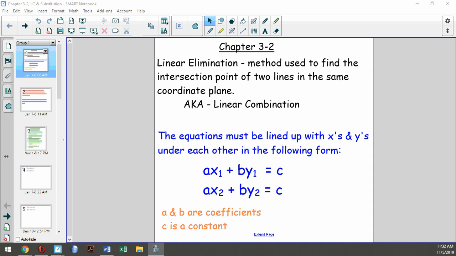Equations have to be lined up. ax1 plus bx1 equals c, ax2 plus by2 equals c. This is equation 1, this is equation 2. Yes? A, B, and C, A and B are your coefficients, C are your constant. You have to line them up. If they're not lined up, it does not work well. Okay?